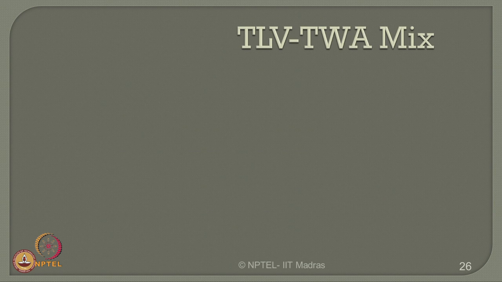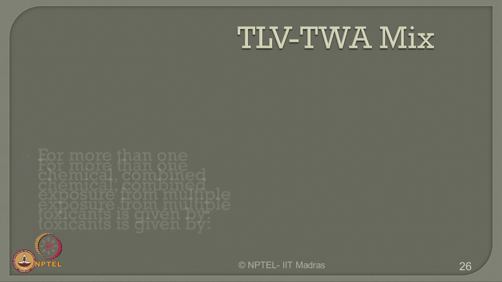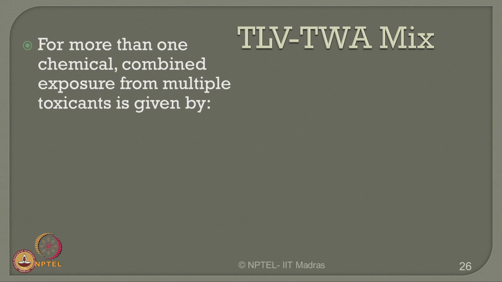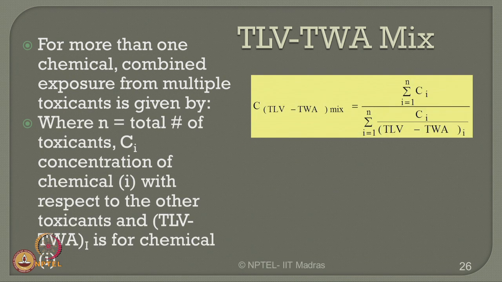Sometimes the chemical concentration can also be a mixture. So we can also work out the time weighted average of the threshold limit value for a mixture. For more than one chemical, the combined exposure to multiple toxicants can be given by this equation, which is the ratio of the concentration of n number of chemicals, where n refers to the total number of toxicants, and Ci is the concentration of the ith chemical with respect to TLV TWA for the chemical i. So, you try to work out this ratio.